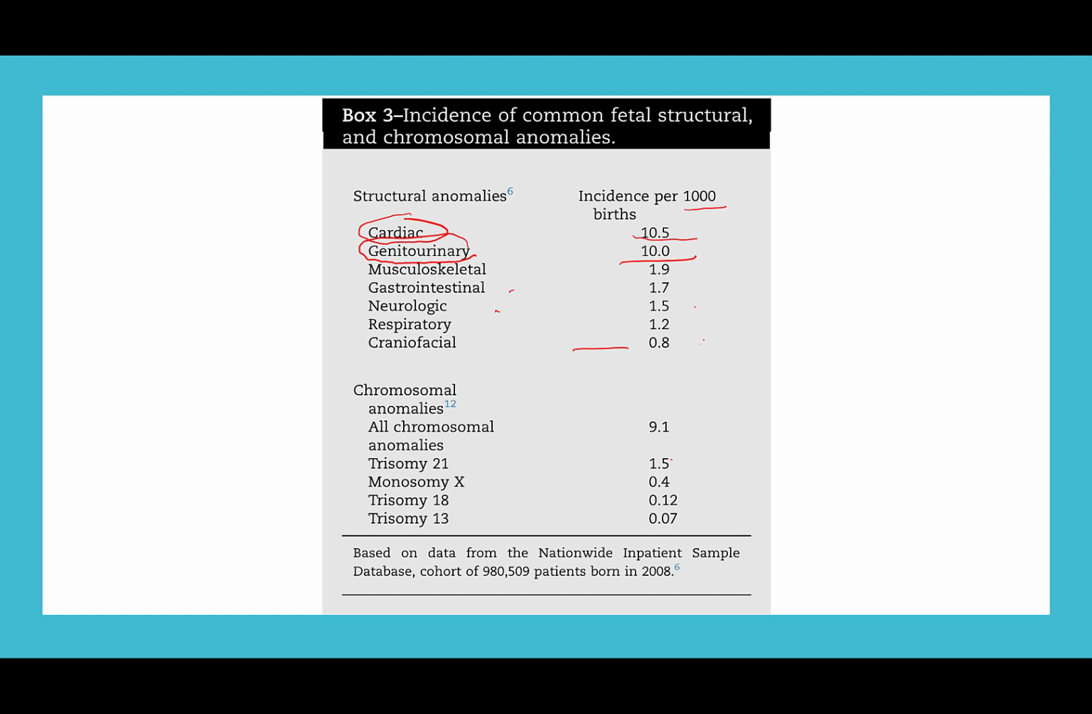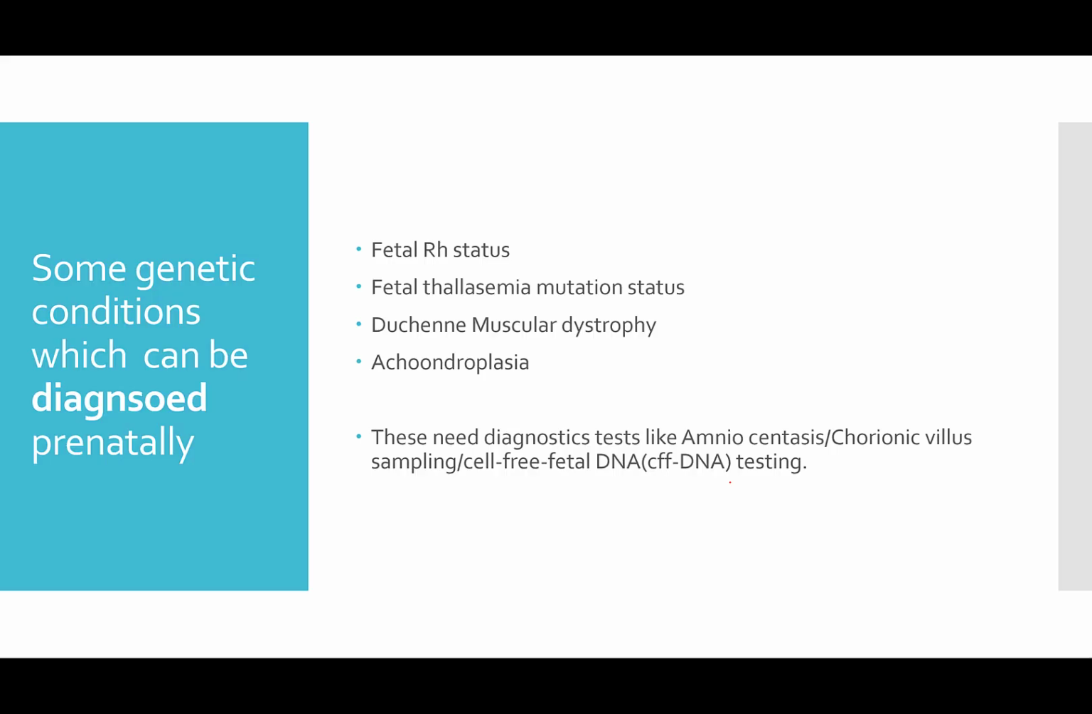Out of the chromosomal abnormalities, if you take 1,000 births, all chromosomal abnormalities will come to about 9.1. You can see about 10% cardiac, 10% genitourinary, all chromosomal will be close to 9% or less than 10%. The trisomy 21 or the Down syndrome account for the largest portion of chromosomal abnormality. Then we have monosomies, trisomy 18 and trisomy 13 in the next levels.